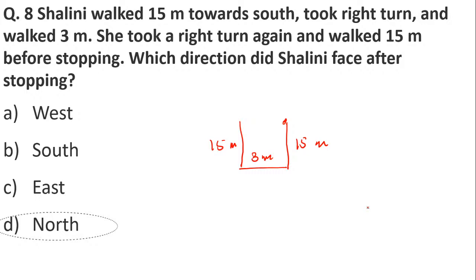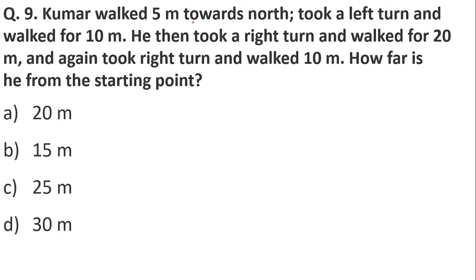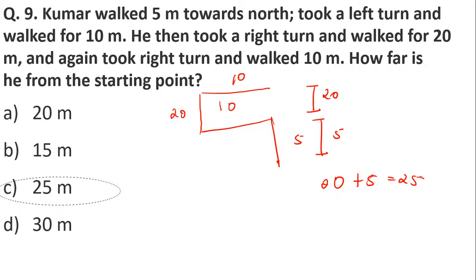Let's see the next question. Kumar walked 5 meters towards north and took a left turn and walked 10 meters. He then took a right turn and walked for 20 meters and again took a right turn and walked 10 meters. How far is he from the starting point? Let me know, students. C is the right answer.